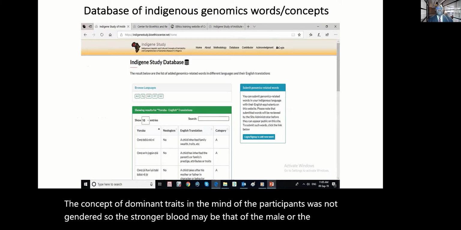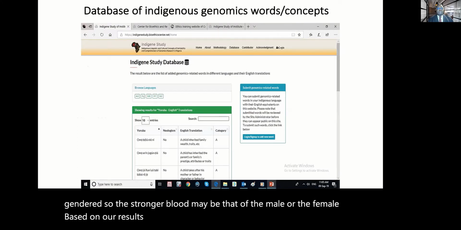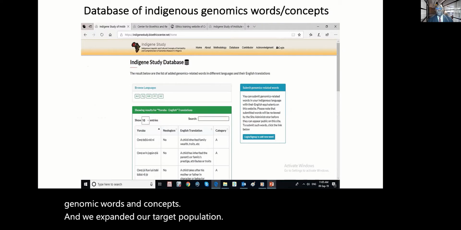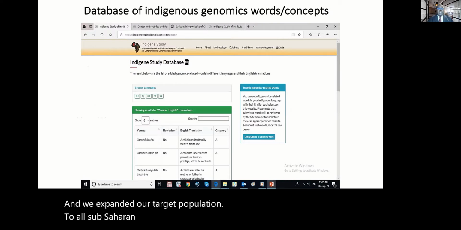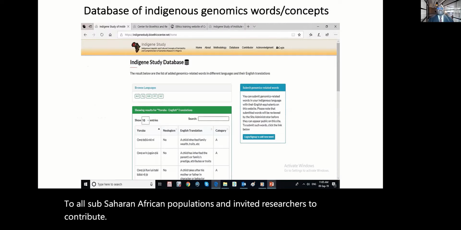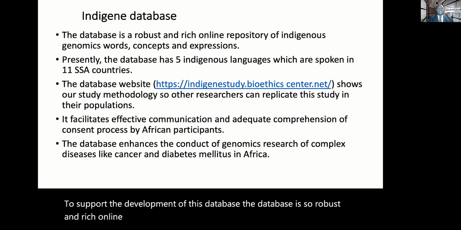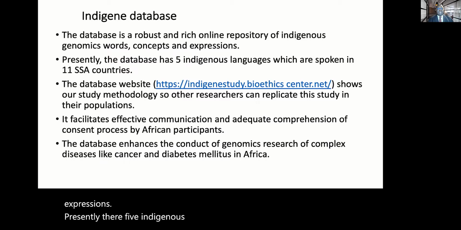Based on our results, we created an online database of indigenous genomic words and concepts, and we expanded our target population to all sub-Saharan African populations and invited researchers to contribute to support the development of this database. The database is a robust and rich online repository of indigenous genomic words, concepts, and expressions. Presently, there are 5 indigenous languages represented, and these languages are spoken in 11 countries.